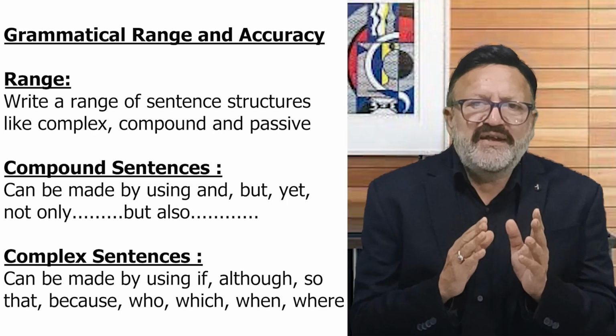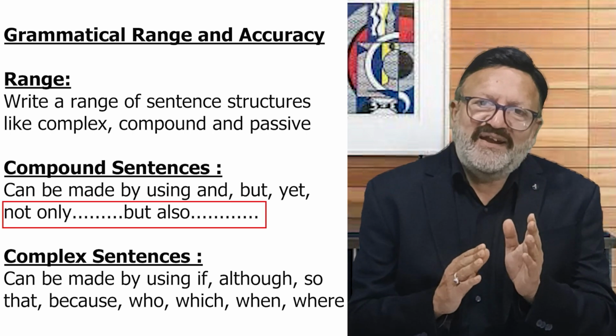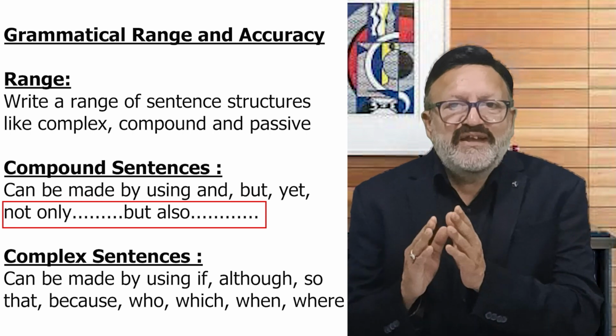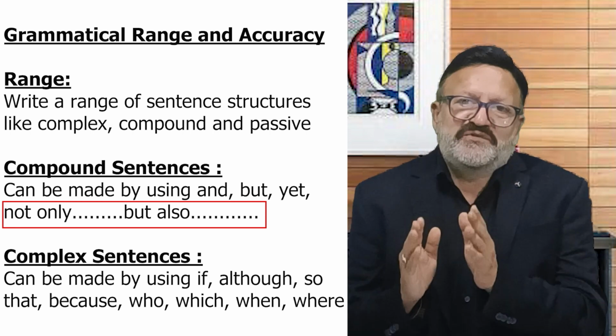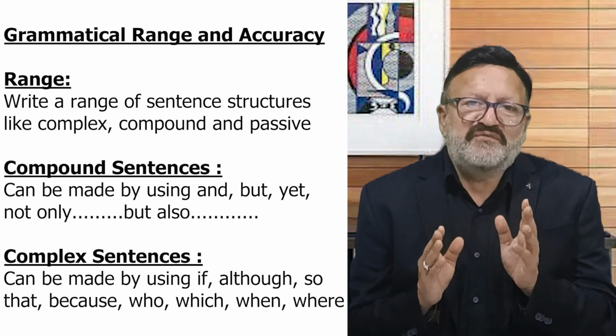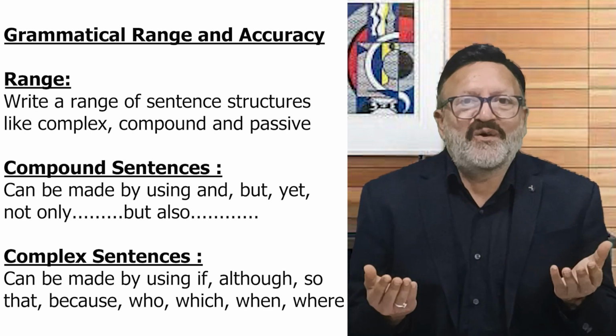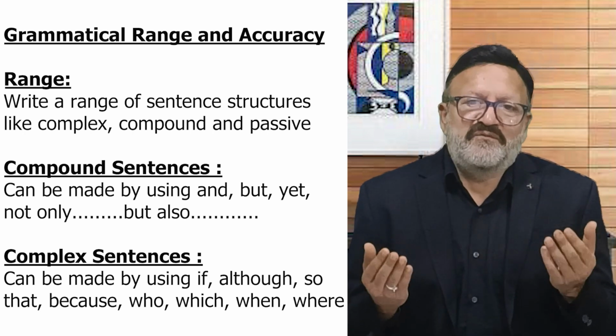I would like you to write one compound conjunction which is not only but also. In this, if you have to highlight two similar things about any place, person, you can use this. Regarding use of complex sentences, we have to use the following subordinate conjunctions like if, although, so that, because, who, which, when, and where. So, friends, I have posted an earlier video on vocabulary in complex sentences, which will be very helpful for you to understand this section. So, for your benefit, I am going to post this in the description box of this video.